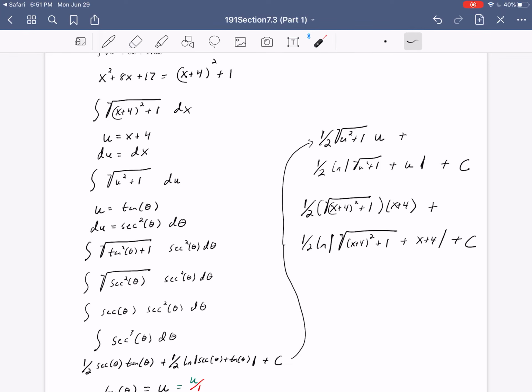All right, that wraps up section 7.3, trigonometric substitution. We've got one last section introducing one more technique of integration, which is section 7.4. We're going to talk about partial fractions, which is a great technique for any sort of rational function.